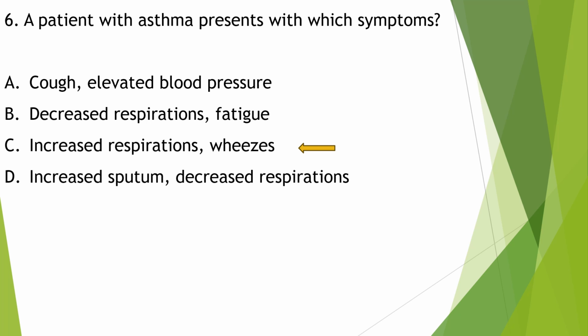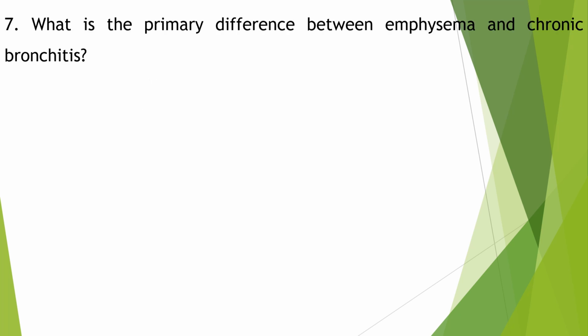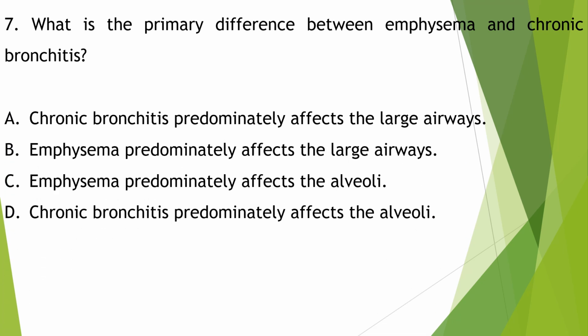Fatigue will be present and sputum production also will be increased, but the respirations are always increased and the wheezing sound will be present. What is the primary difference between emphysema and chronic bronchitis? Chronic bronchitis predominantly affects the large airways. Emphysema predominantly affects the large airways. Emphysema predominantly affects the alveoli. Chronic bronchitis predominantly affects the alveoli.